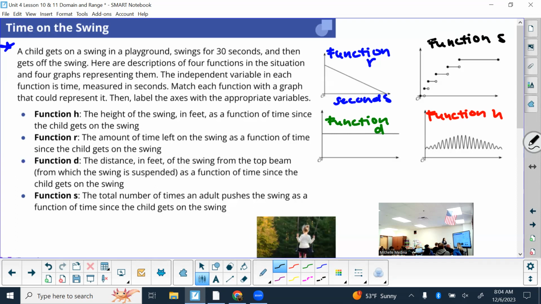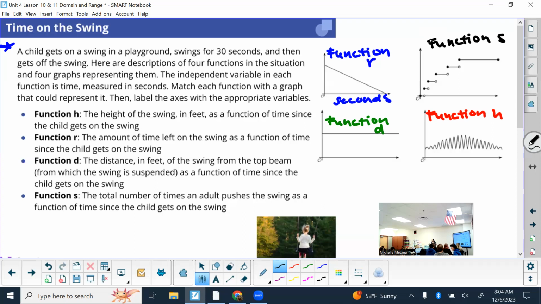which says the total number of times an adult pushes the swing as a function of time since the child gets on the swing. We're going to have more functions like this tomorrow. But yeah, it looks like they're pushing them 1, 2, 3, 4, 5, 6 times. And they're not pushing them for every single second, right? They're pushing them like intermittent. So the number of swings.